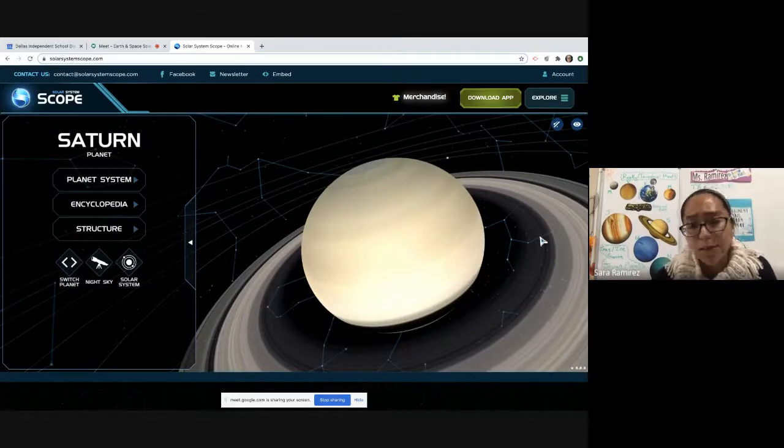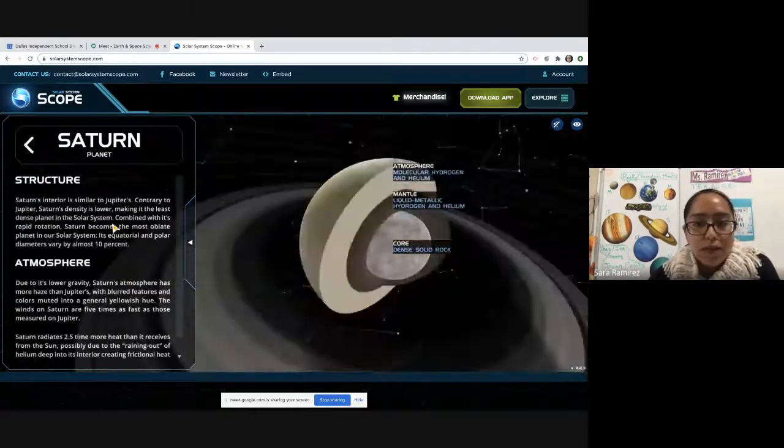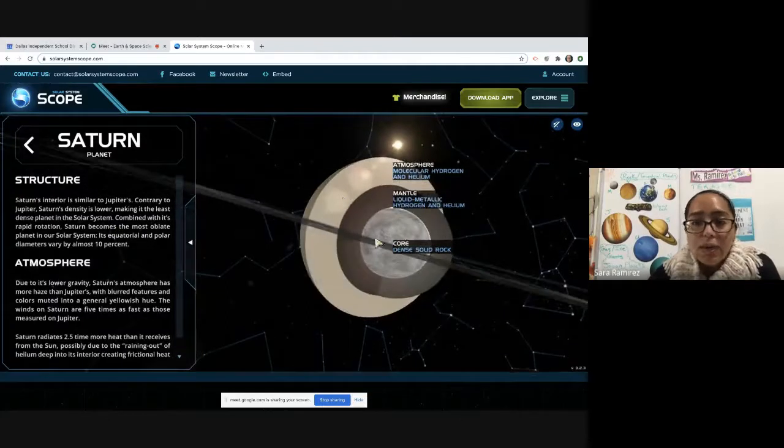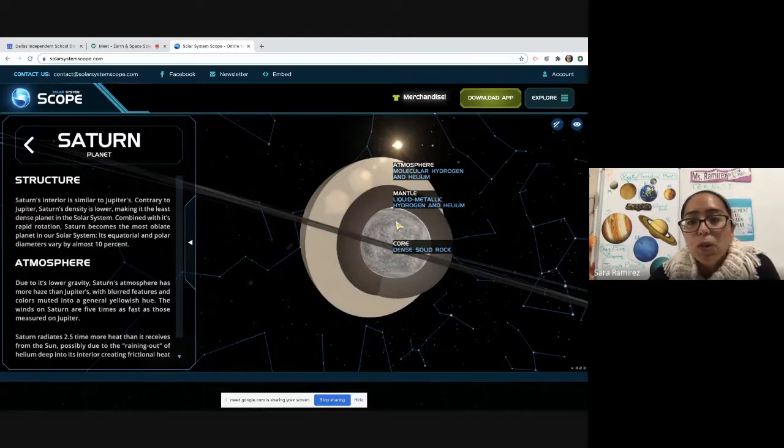It also has a very short day, but a very, very long year. And it has the most moons. I believe they're up to 82 moons that have been identified for Saturn. So that's pretty cool. Let's take a look at the structure of Saturn. We can see, again, they hypothesize that it does have a dense solid rock for its core. And just like Jupiter, it has a liquid metallic hydrogen and helium mantle and an atmosphere of hydrogen and helium. So you can start to see similarities between the structures of our gas giants.